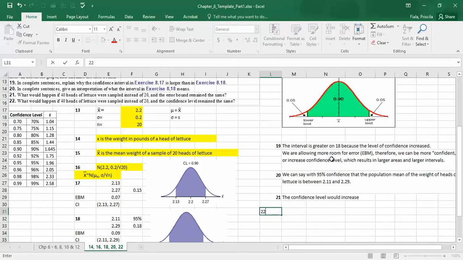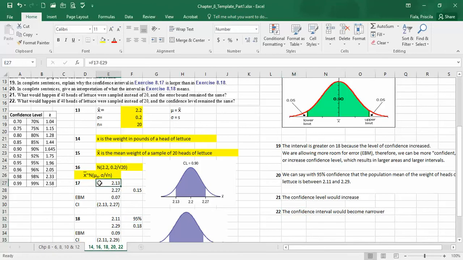And now 22. What will happen if 40 heads of lettuce were sampled instead of 20 and the confidence level remained the same? So let's say we didn't change the confidence level, but we're increasing the size, which gets closer to the mean. If we keep the same confidence level, what will happen is the confidence interval will become narrower.